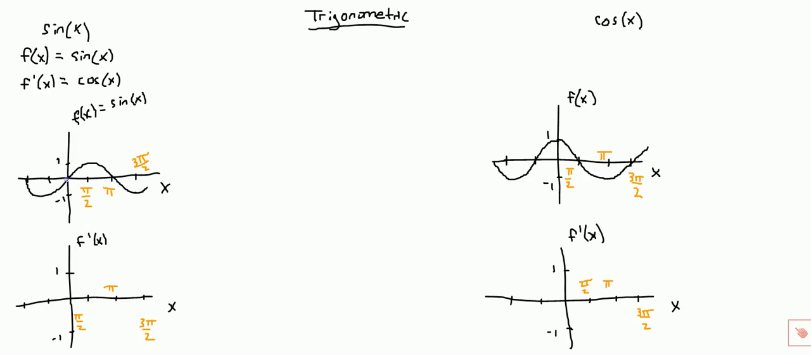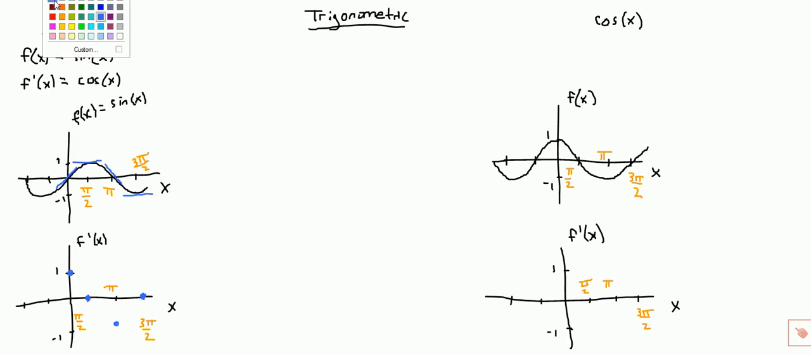Okay, so tangents at these points. The tangent at 0 looks like a 45-degree angle, right? That looks like 1. Okay, so we fill in 1 here. The tangent at pi over 2 looks horizontal, right? So it looks like 0. Fill in 0. The tangent at pi looks like the opposite of the tangent at 0. Looks like negative 1. And the tangent at 3 pi over 2 looks like 0.